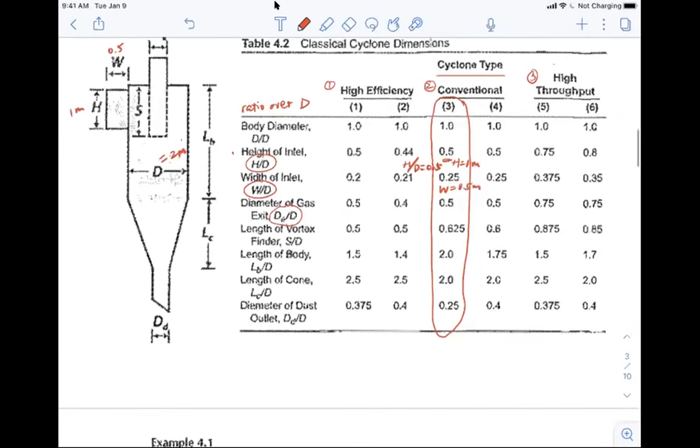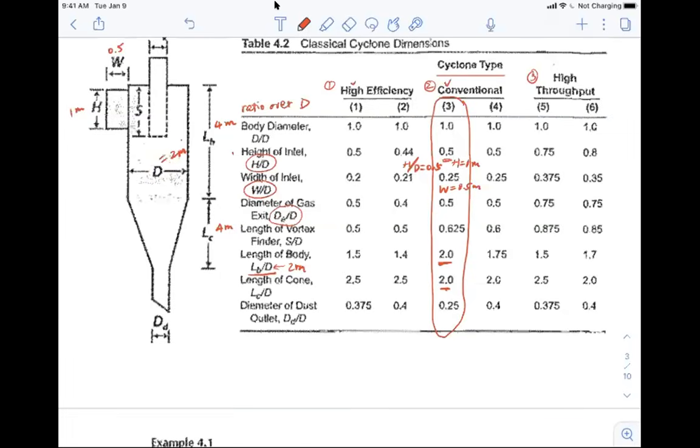And then, for example, the length of the body, the LB here, you see that the ratio is 2, right? And the body diameter is 2 meters, so it means that LB is equal to 4 meters. And the same thing, the ratio between LC and D is 2, so LC is 4 meters too. So basically, for any type of cyclone, once we decide which type we're going to use, we just need to know one central parameter, which is the body diameter. Okay, so this is how we can find the dimensions for all the different parts of the cyclones.